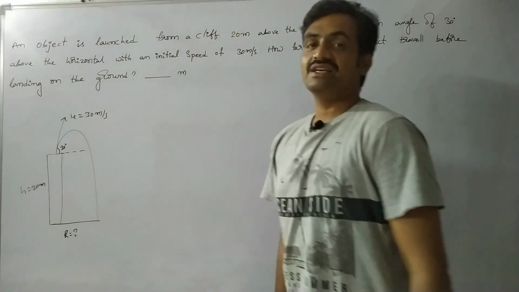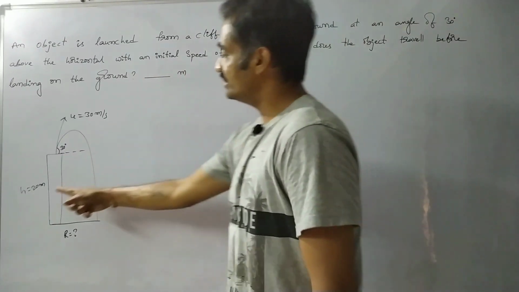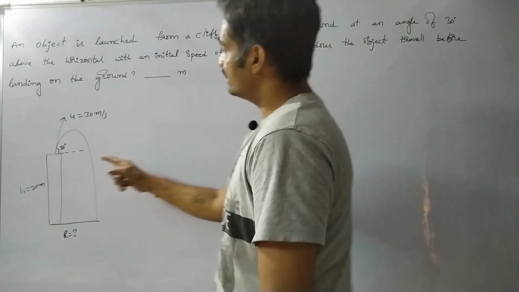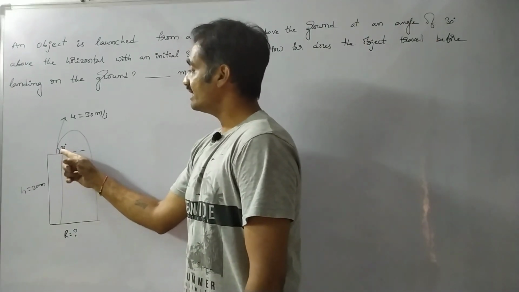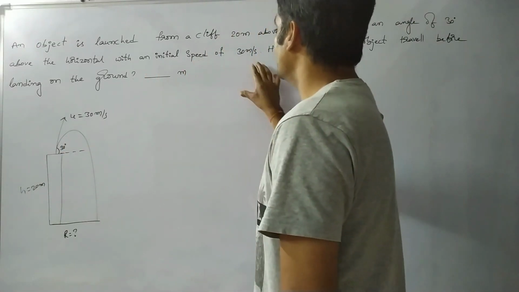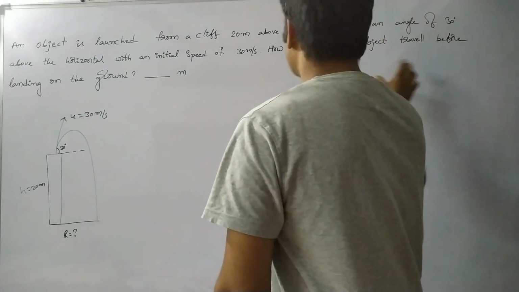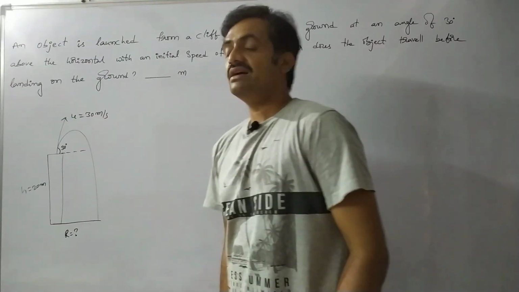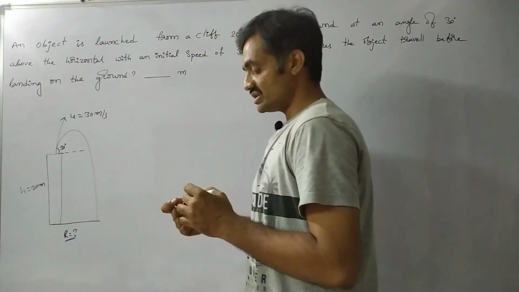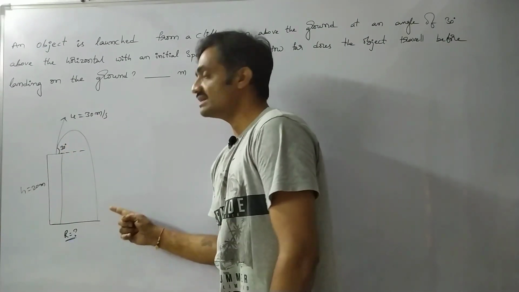The next problem is, an object is launched from a cliff of height 20 meter above the ground at an angle of 30 degrees. So here observe that the angle of projection is 30 degrees with respect to the horizontal, and with an initial speed of 30 meter per second. How far does the object travel before landing on the ground? So here now we have to find the range. In order to find this range, first of all we have to find the time taken by the body to travel this trajectory.